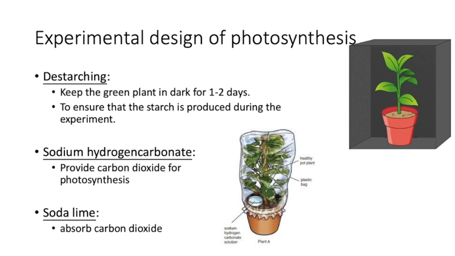And for experimental design of photosynthesis, if we want to show that some factors are necessary for photosynthesis, we must carry out a process called destarching, which is to keep the green plants in the dark for 1 to 2 days to ensure that all the starch in the plant is already consumed before the experiment. Hence, we can conclude that any starch found after the experiment was really made during the experiment, and was not present at the beginning. Sodium hydrogen carbonate is used to provide carbon dioxide for photosynthesis, and soda lime is used to absorb carbon dioxide.